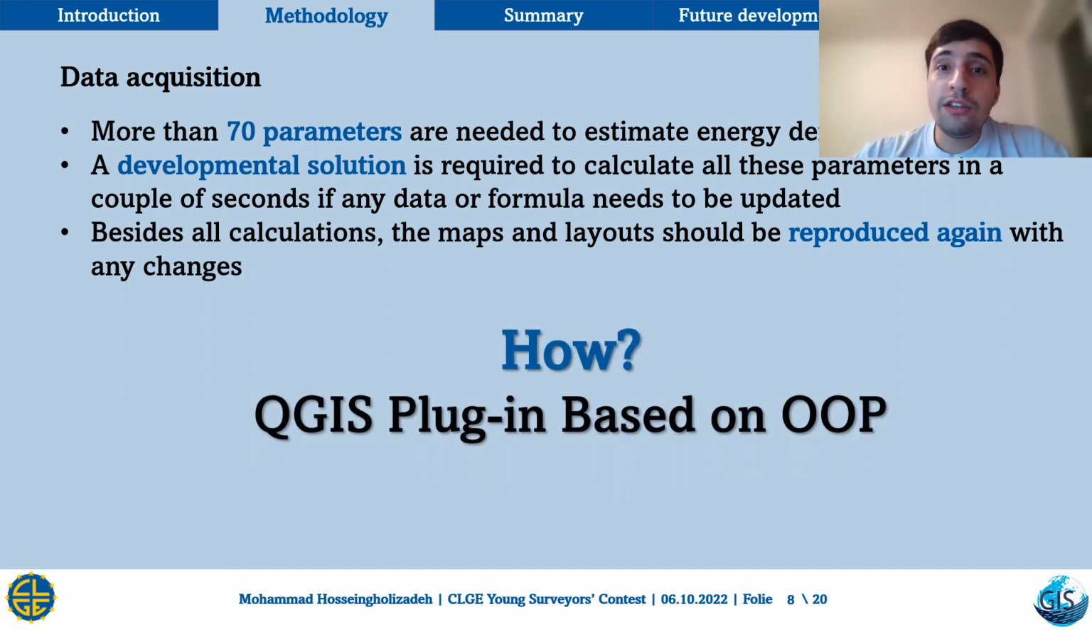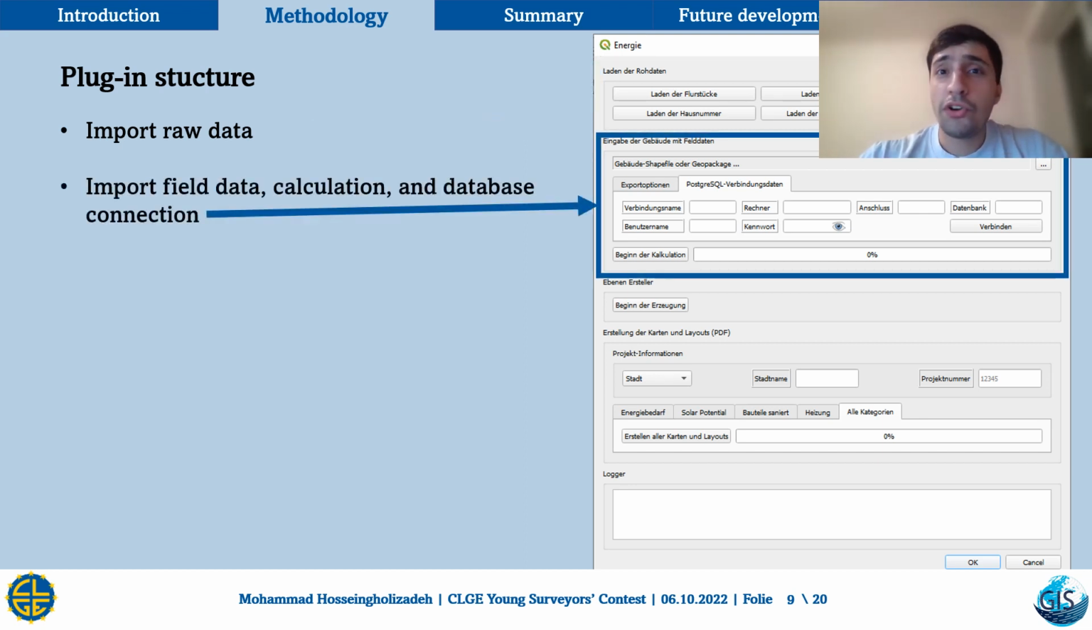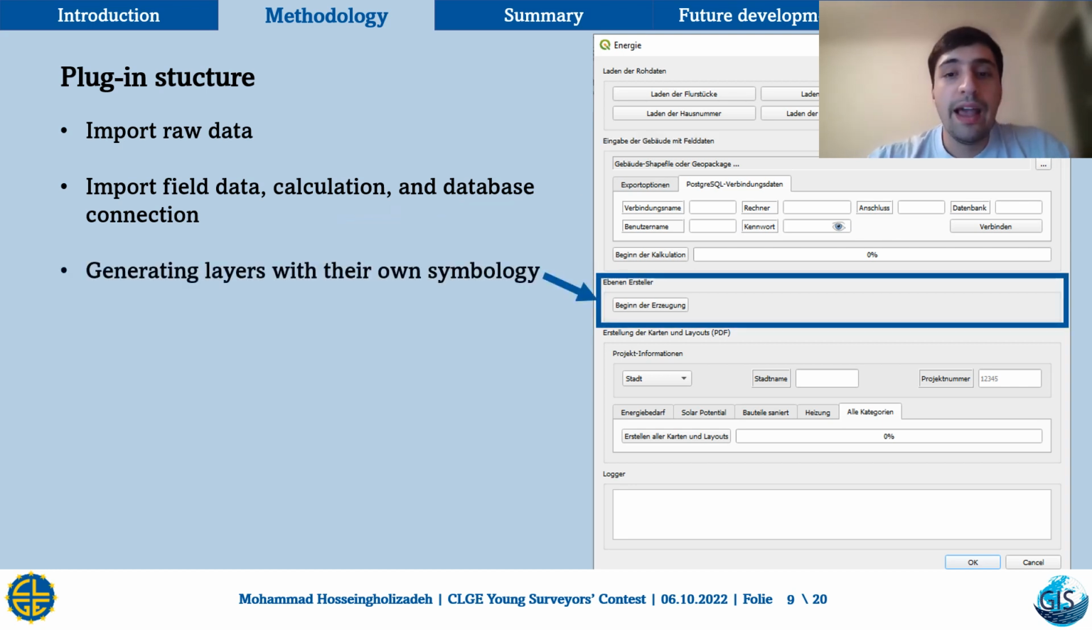We should have a plugin which is object-oriented, that is easy for all developers to develop further and make international. So this is our plugin that is developed for Germany. The first part is importing the raw data, like the land parcel, building, house number, and so on. The second part is the connection to Postgres. If you want to store all the data in Postgres or Excel files, you can do this configuration in this part. And then with one click, you can generate different types of layers from one source, one shapefile.